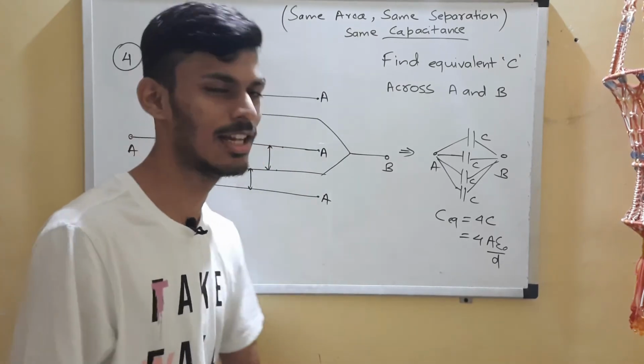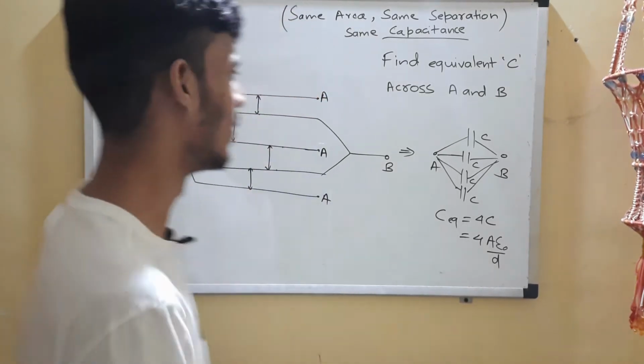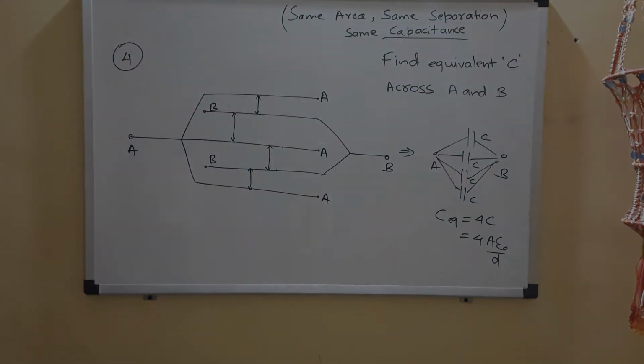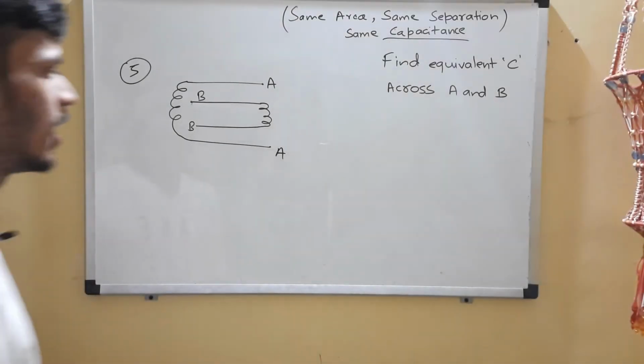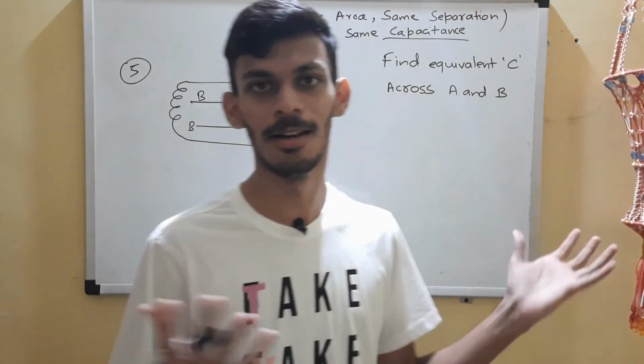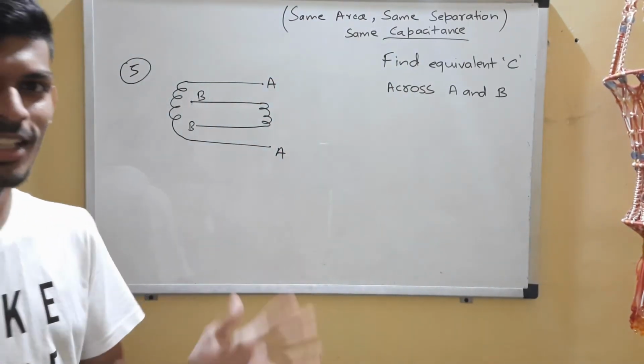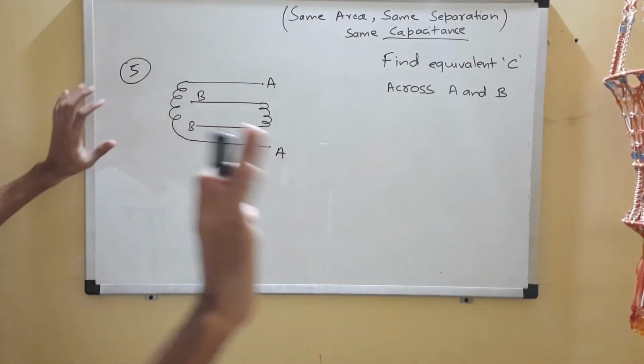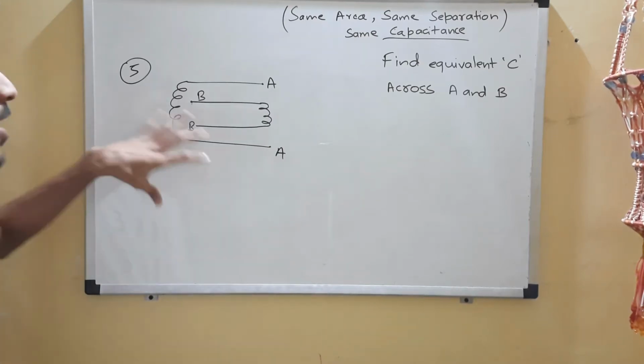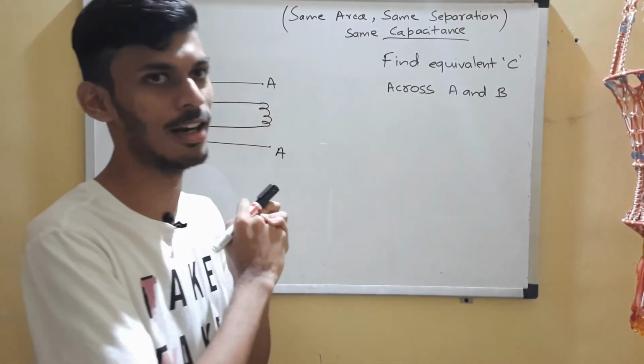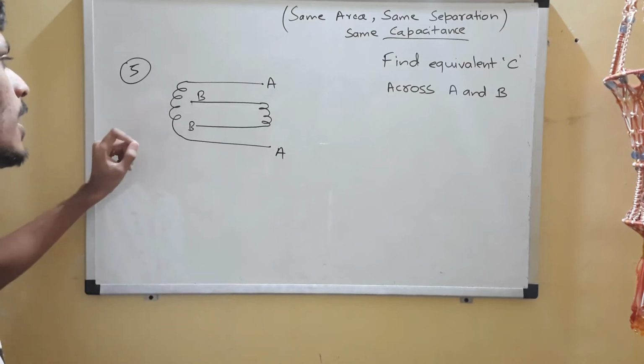This is the equivalent. Let's move to the next question now. Question 5 over here, again the very same thing. It's again a parallel plate combination given in a different way, I know, but it means the same thing. Don't get confused. Some reference books will show it in this way.